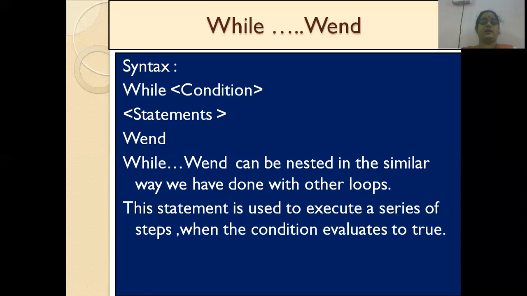So while when can be nested in a similar way as we have done with the other loops. This statement is used to execute a series of steps when the condition evaluates to true. When you want to evaluate the condition as true, at that time we use the while and when loop structure. So all the loop structures are used for performing a repeated action until our condition is not true. And if the condition is false, then other statements can be executed.